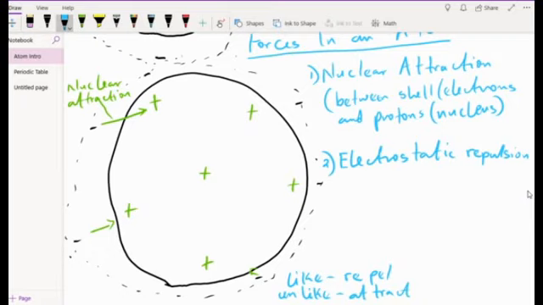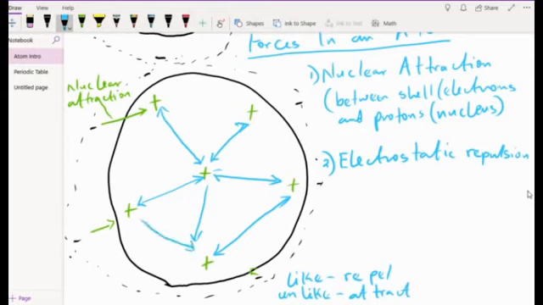So you have these forces pushing each other away, pushing each other apart. So this is the electrostatic repulsion. It exists between every proton in the nucleus. They push each other away. They are pushing each other apart. So these are the electrostatic repulsion, and they exist between protons.